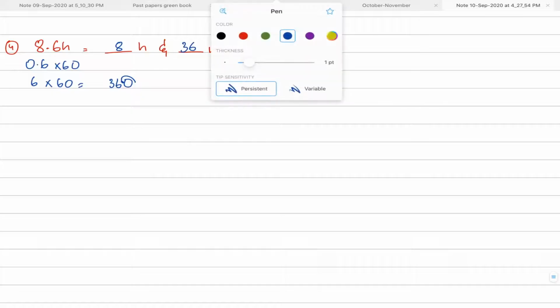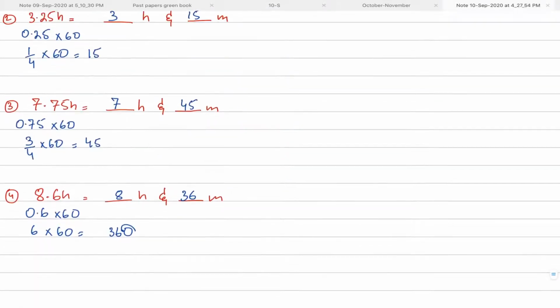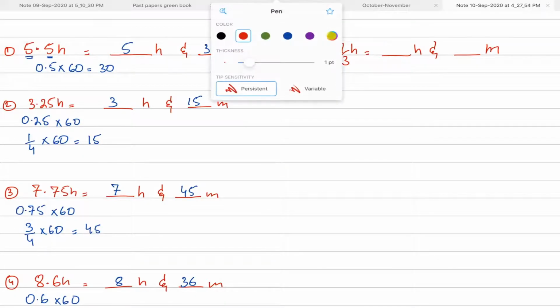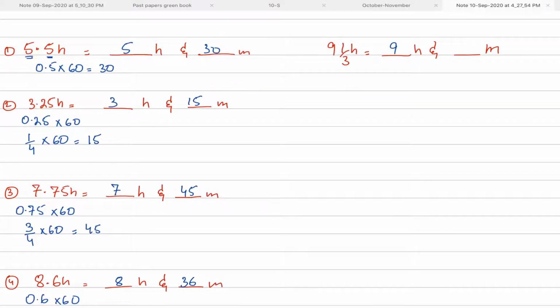Now what if, instead of decimals, you have fractions? Suppose you're given 9 whole 1 upon 3 hours, and your task is to write this as hours and minutes separately. Again, the concept is the same. This is going to be 9 complete hours, so we're just going to write 9 here in blue. And if I want to work out the number of minutes, I can do that by simply calculating 1/3 of 60, which is equal to 20. So this is going to be equal to 9 hours and 20 minutes.